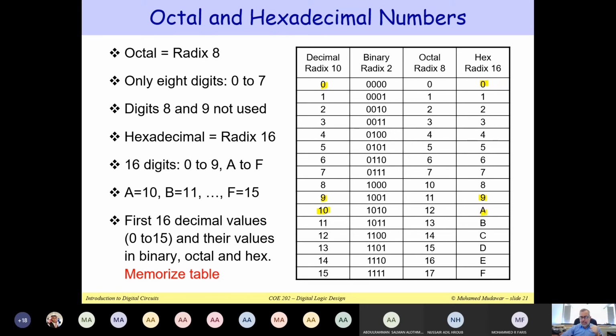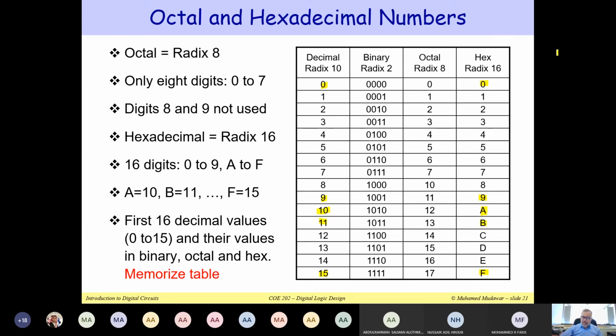We can write it as a single digit in hexadecimal. So 10 will be A, 11 will be B, and we can go all the way to 15, which will be F. Okay, is this clear? These are the 16 digits in hexadecimal. In the case of binary, we actually need 4 bits to represent the decimal values from 0 to 15.